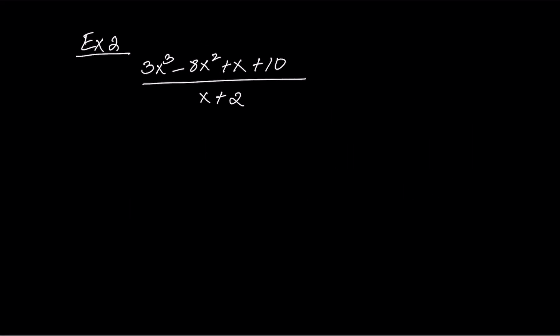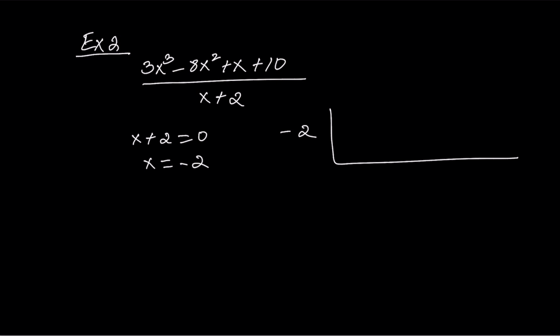Example 2. Now divide 3x cubed minus 8x squared plus x plus 10 by x plus 2. Set x plus 2 equal to 0. That gives x equals negative 2. So place negative 2 outside. Coefficients are 3, negative 8, 1, 10. Bring down the 3. Multiply negative 2 times 3 to get negative 6. Add to negative 8 to get negative 14.